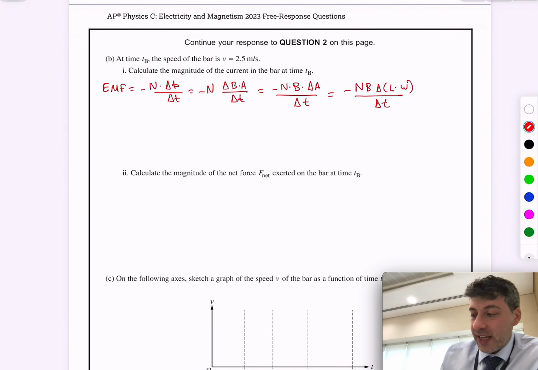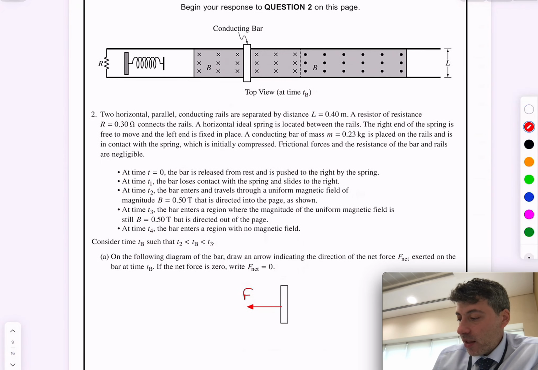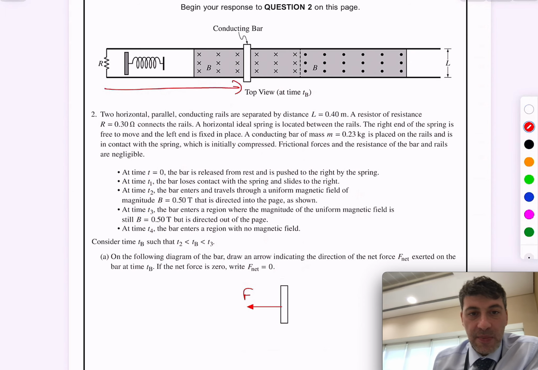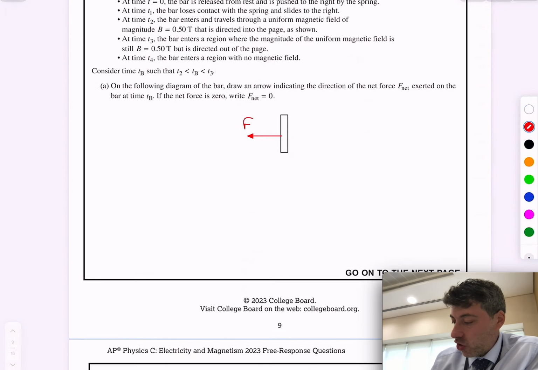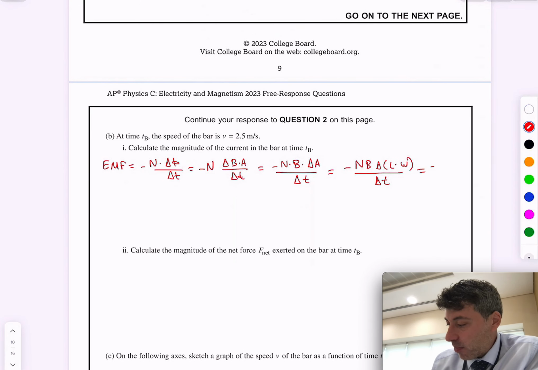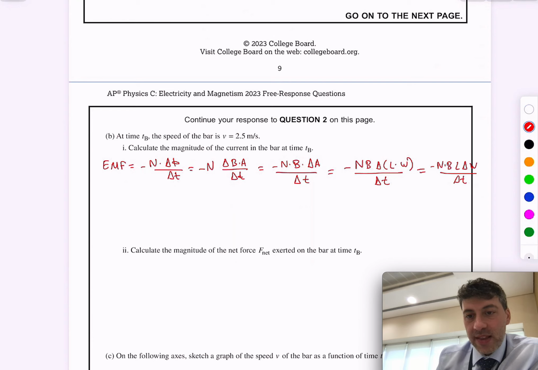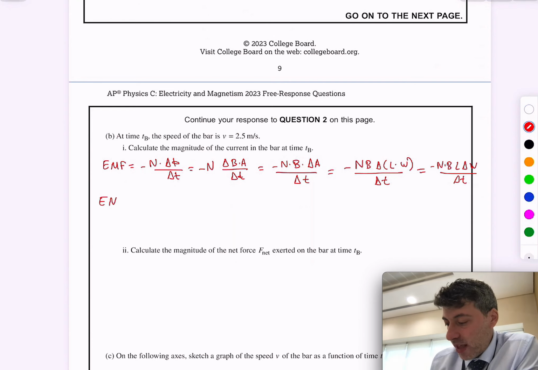Now, we need to also check the diagram. The length of the bar does not change. What changes is the width as the bar is moving to the right. So I can say number of turns, B L, change of width divided by time. But the change of width divided by time is actually the speed of the bar. So the EMF is minus number of turns B L v.